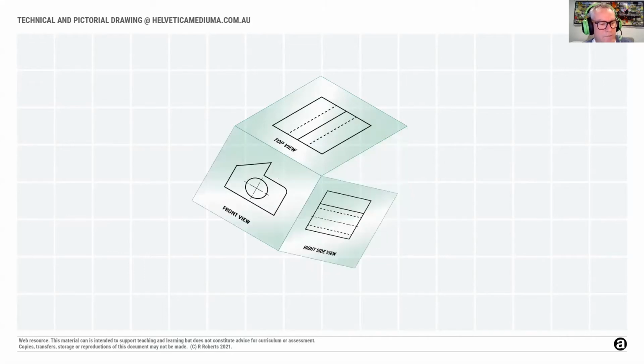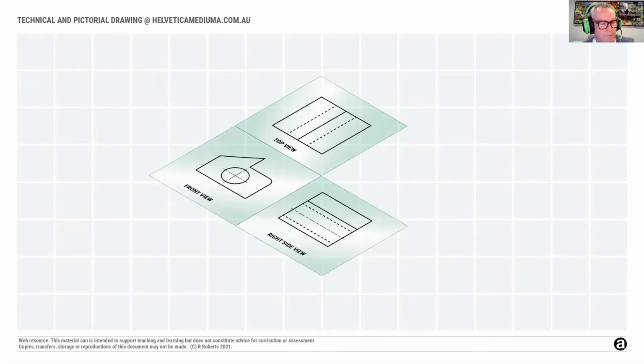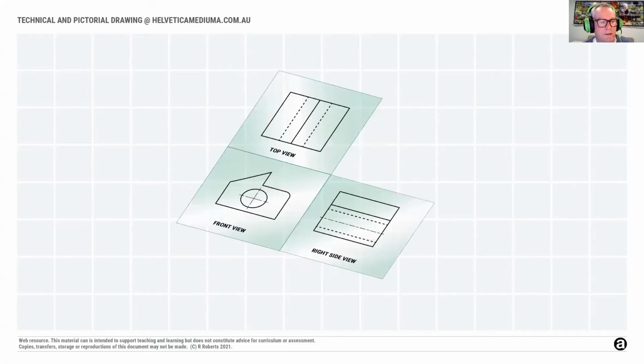I start to unfold the box, but notice how the front view is attached to the top view. The front view remains below the top view. The right side view is also attached to the front view. It remains on its right side.